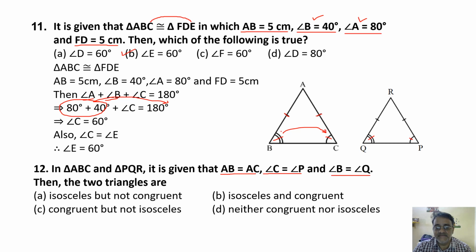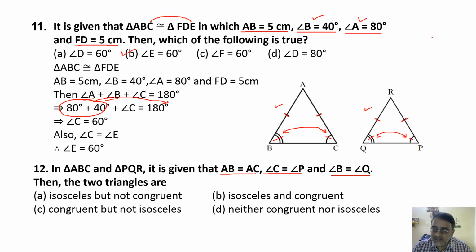ये दोनों equal हो जाएगा. Why? Angles opposite to two equal sides are equal. So similarly, these two angles are equal because they are equal to each other. So these two sides are also equal, but not necessarily of the same length. So that is why these two are similar but not congruent. Clear? Yes, sir. Isosceles. These two are isosceles triangles. ये भी isosceles है और ये भी isosceles है, लेकिन congruent नहीं है.